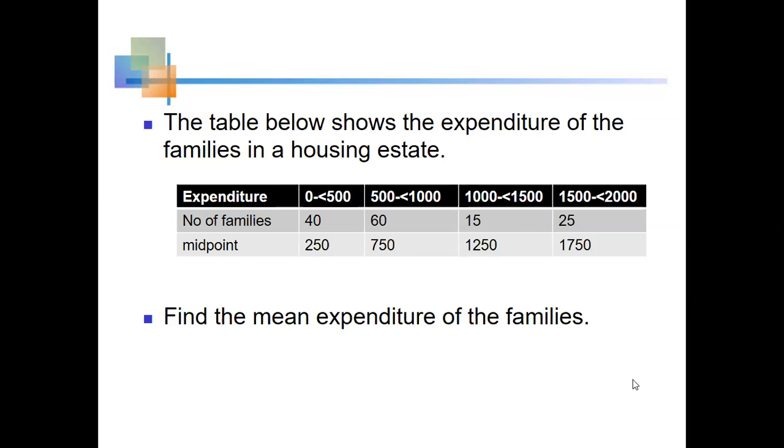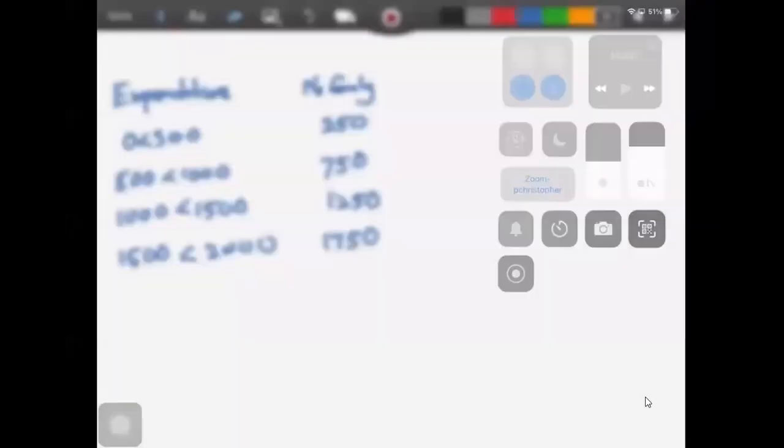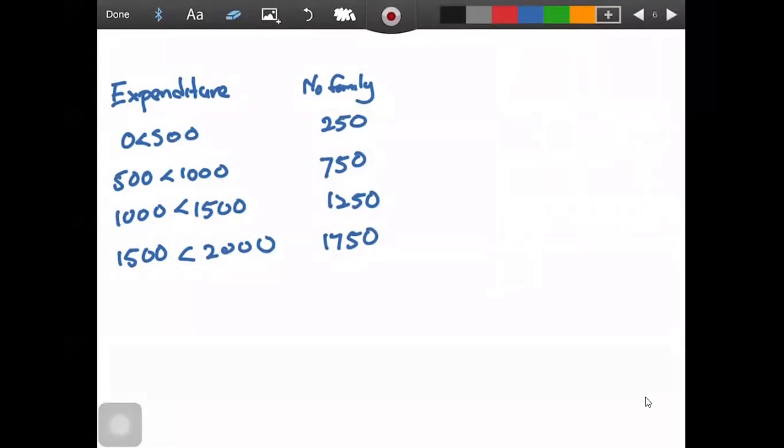Okay, we do it together. You try to understand the calculation. So expenditure, number of families. The question is to find the mean. Mean here is equal to the sum of, because this is grouped data, frequency times midpoint divided by n. N is the total frequency.